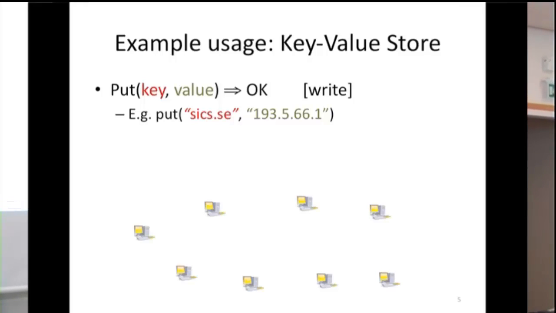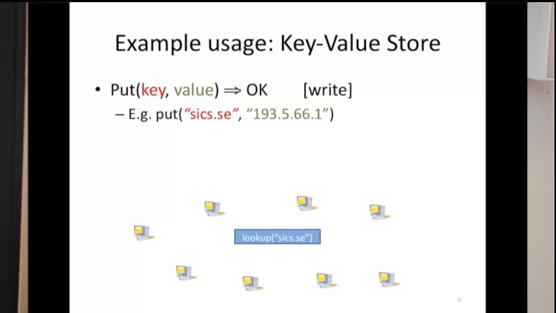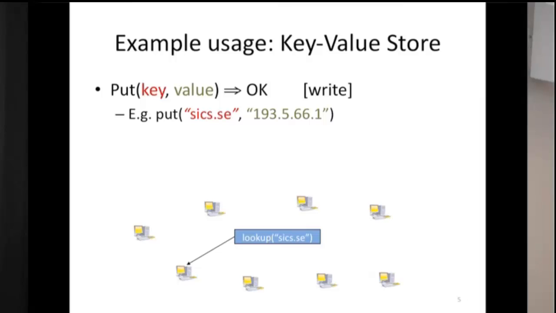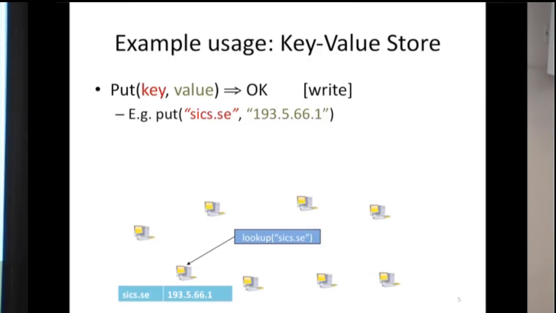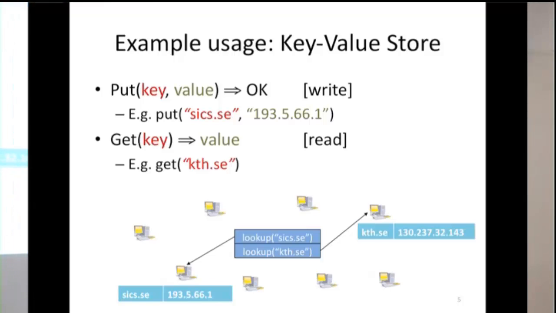In this case, if you want to put a key and a value, all you need to do is make a lookup for that key. The structured overlay will tell you which node is responsible for this key. You go ahead and save the value at that particular node. Similarly, you can put many values here. When you want to retrieve a value, all you have to do is, I know the key, what is the value for it? You again make a lookup for that key. The lookup will tell you which node it is stored on, and you just read the value from there.